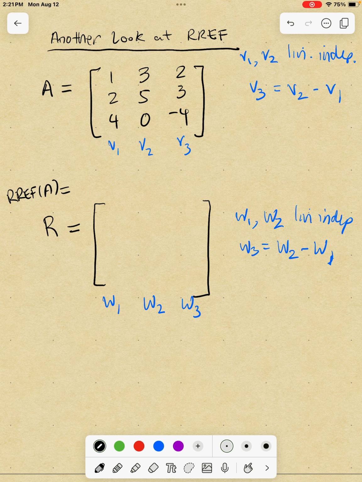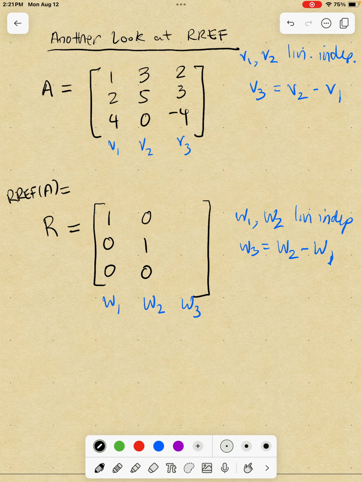It will be 1, 0, 0, because the first column of A isn't all zeros, so you have a non-zero number, and so the first column is going to be 1 with a bunch of zeros. Now what about the second column? The second column is going to be 0, 1, 0.